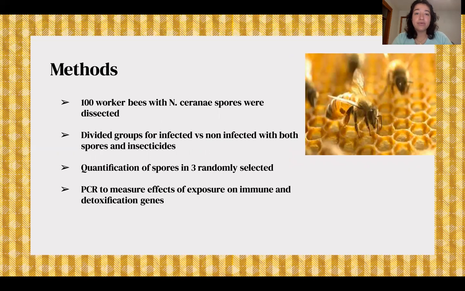So the methods that were used: in order to infect the bees with Nosema ceranae spores after the exposure period of the insecticide, before the beginning of the study, 100 working bees with a known Nosema ceranae spore infection were dissected and their midgut tissue was studied, where they obtained the Nosema ceranae spores that would then be combined with a stock solution of sugar water and fed to the bees in the same way as the insecticide.